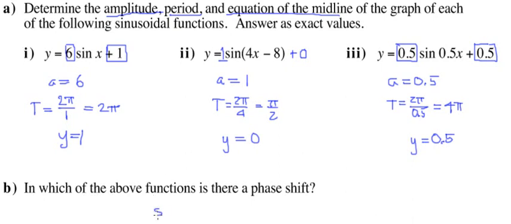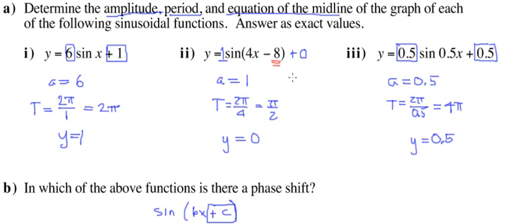Phase shifts happen when you have sine of bx plus or minus c. So you're looking for a number that's inside the sine function, added or subtracted. Kind of like this one. This is the only one of these three which contains a phase shift. It's shifted 2 units to the right.